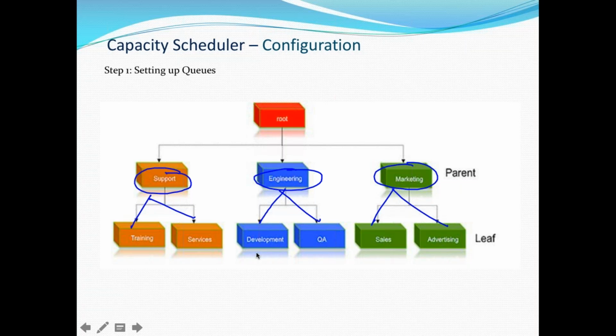Under development, if you have something else, then you can do that. Big data team, and then big data QA, something like this. You can again further bifurcate. You can then further split. It's just logical queues.